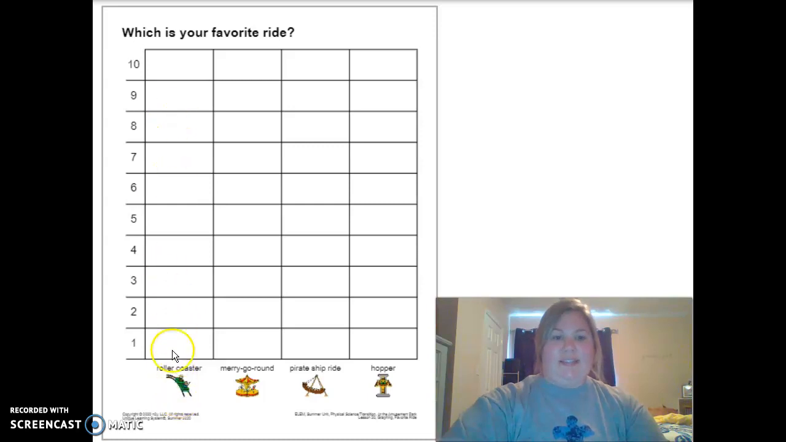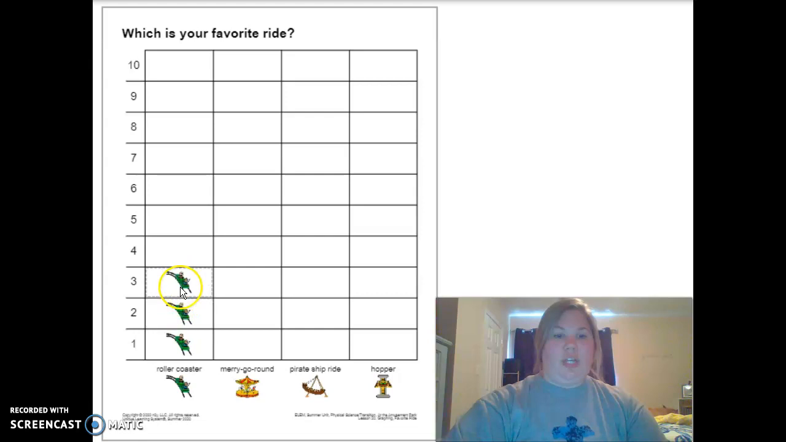So let's say in this graph that 6 people liked the roller coaster. Let's count to 6: 1, 2, 3, 4, 5, 6. Let's say that 3 people liked the merry-go-round the best: 1, 2, 3. One person's favorite ride is the pirate ship: 1. And 3 people like the hopper.